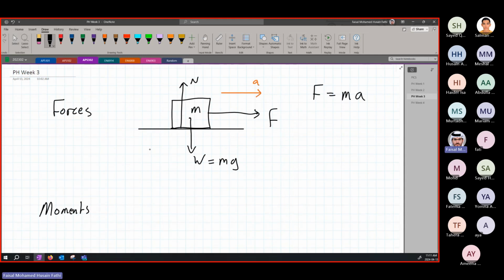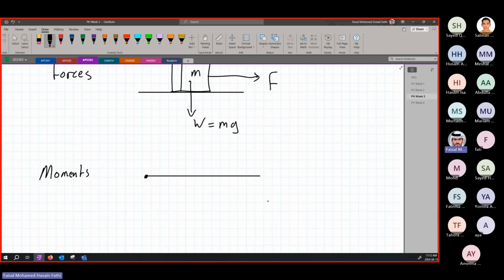Moments is when you have, for example, a cantilever beam or a seesaw or anything that is supported at one end, and then there's a force applied perpendicular to that beam. Let's say this is the force F being applied to it. This is, let's call it point O. And then we have the distance from here to the force itself. This is what we call the perpendicular distance.